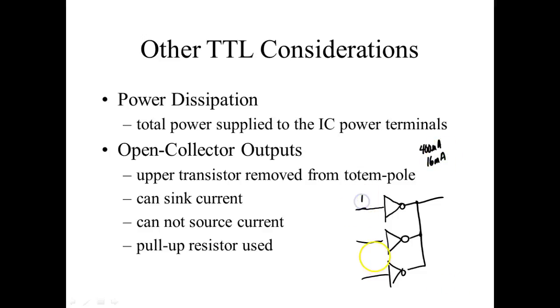So if this right here is a high, and this right here is a high, let's say, and this is a high, the output would try to go what? It would go low. But let's say I put a low into this one and a low into this one, the output would try to go what? Can it do that?